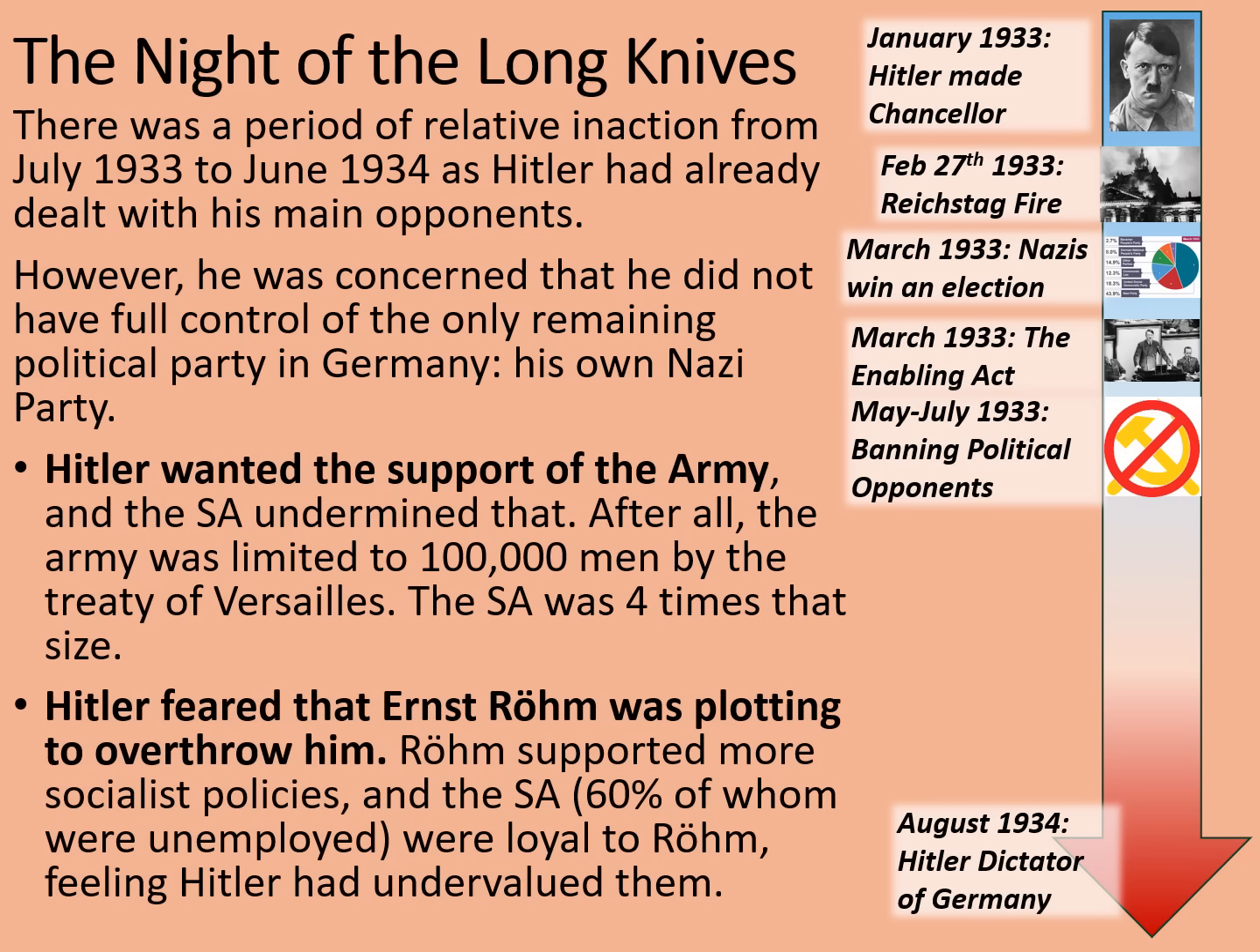Hitler also feared that Ernst Röhm was threatening to overthrow him. Röhm supported more socialist policies, and the SA, 60% of whom were unemployed, were loyal to Röhm, feeling that Hitler had undervalued them.